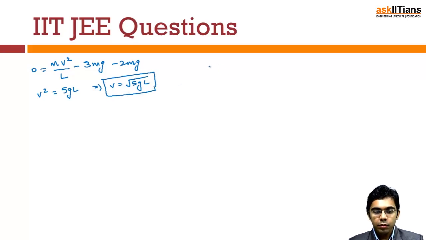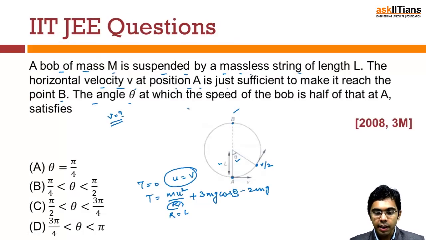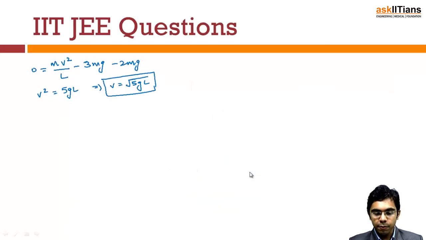Now what do we have next? Now we have to find this angle theta. Let's consider that this point is point C. As there is no non-conservative force, we can say that the energy at point A will be equal to the energy at point C. This is what we know.